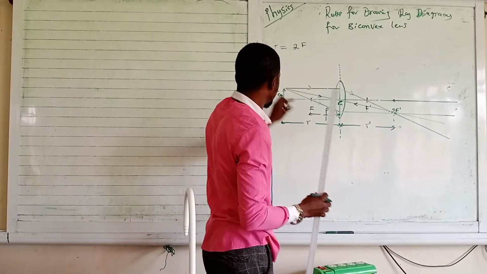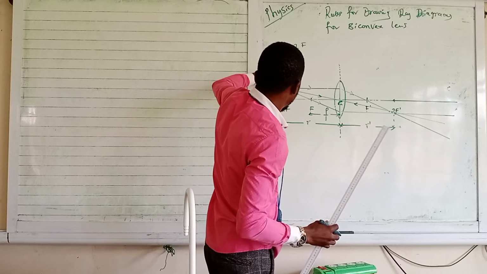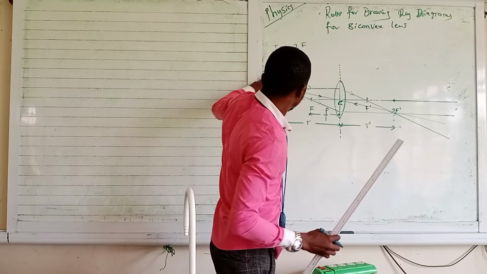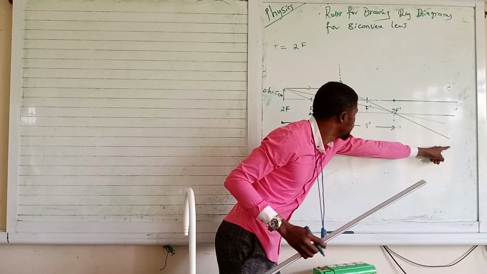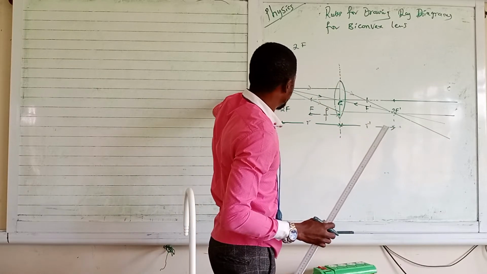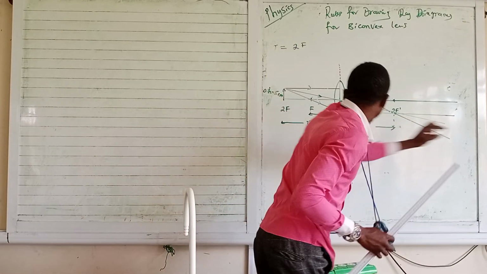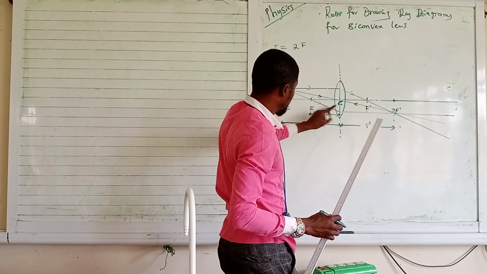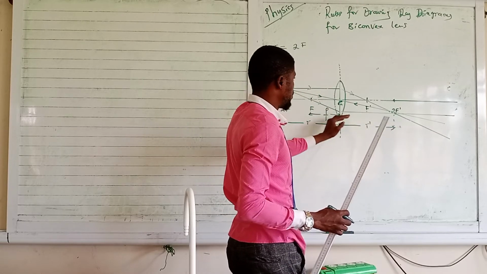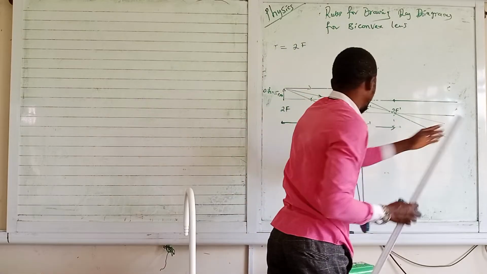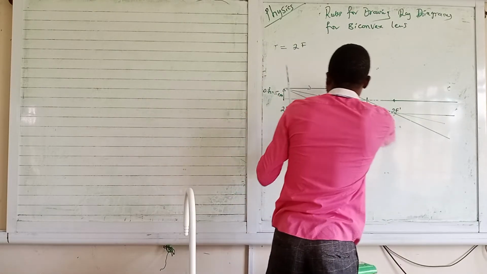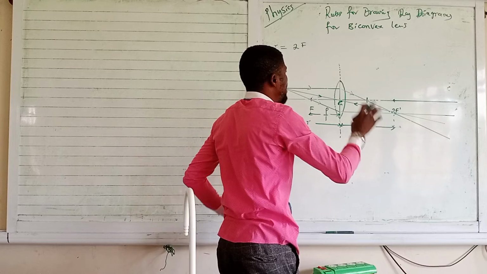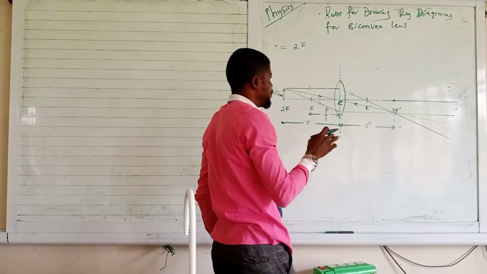We apply rule number 1. A ray of light moving here must pass through here. A ray of light passing here remains undeviated. A ray of light passing here, passing through F, focal point, after refraction must pass parallel to the principal axis. So rule number 1 and 3 gave us the perfect diagram we're looking for.